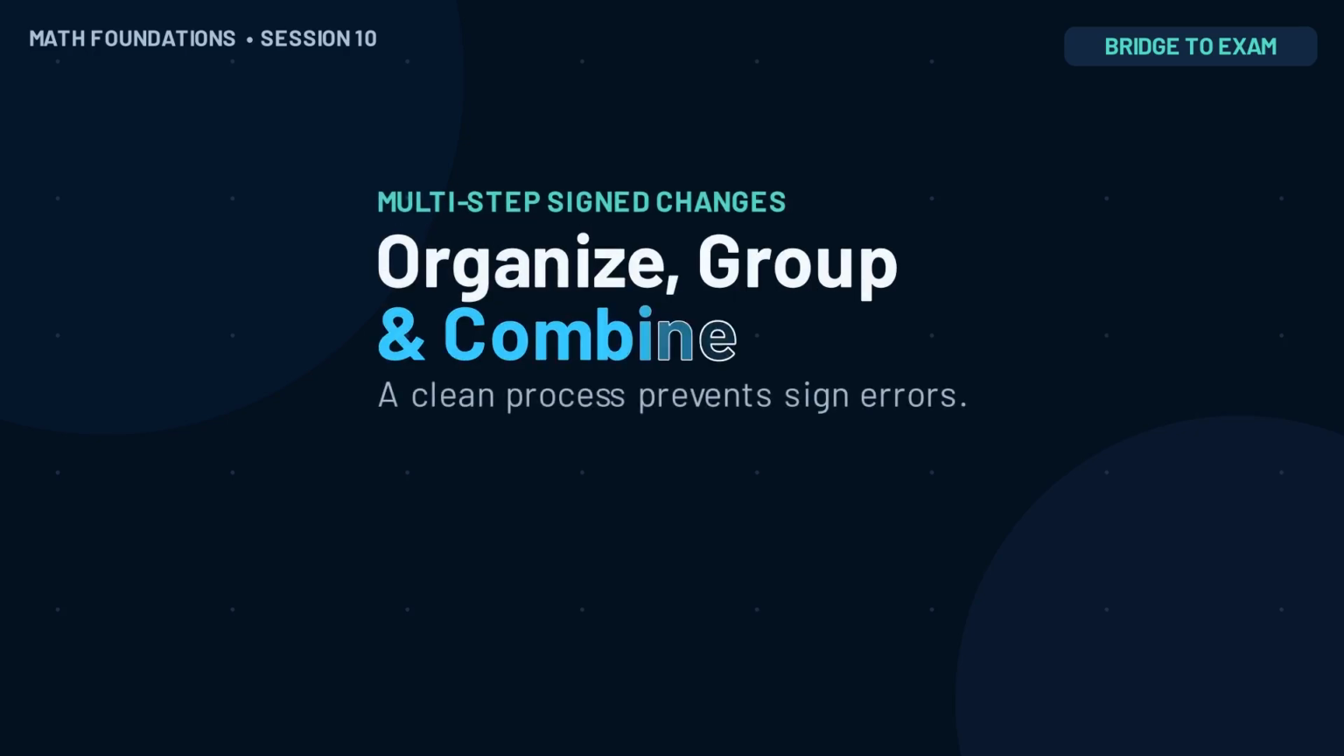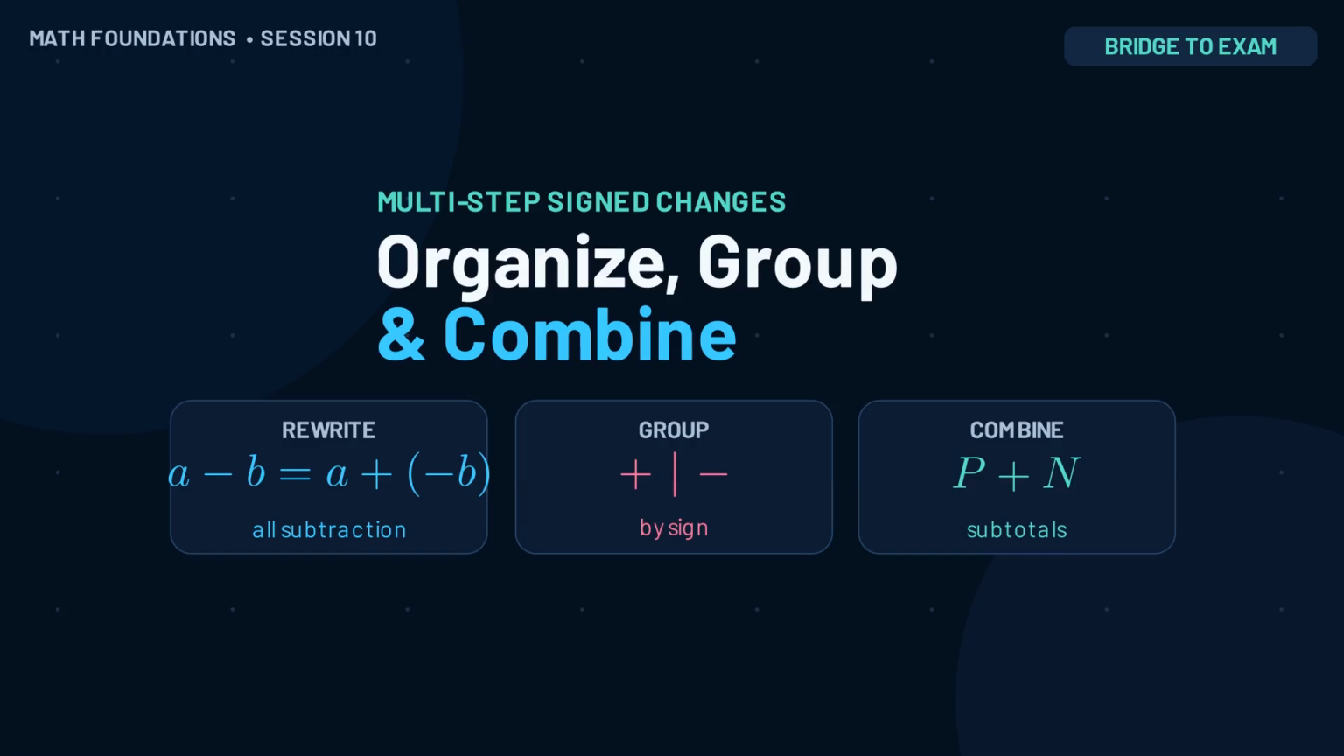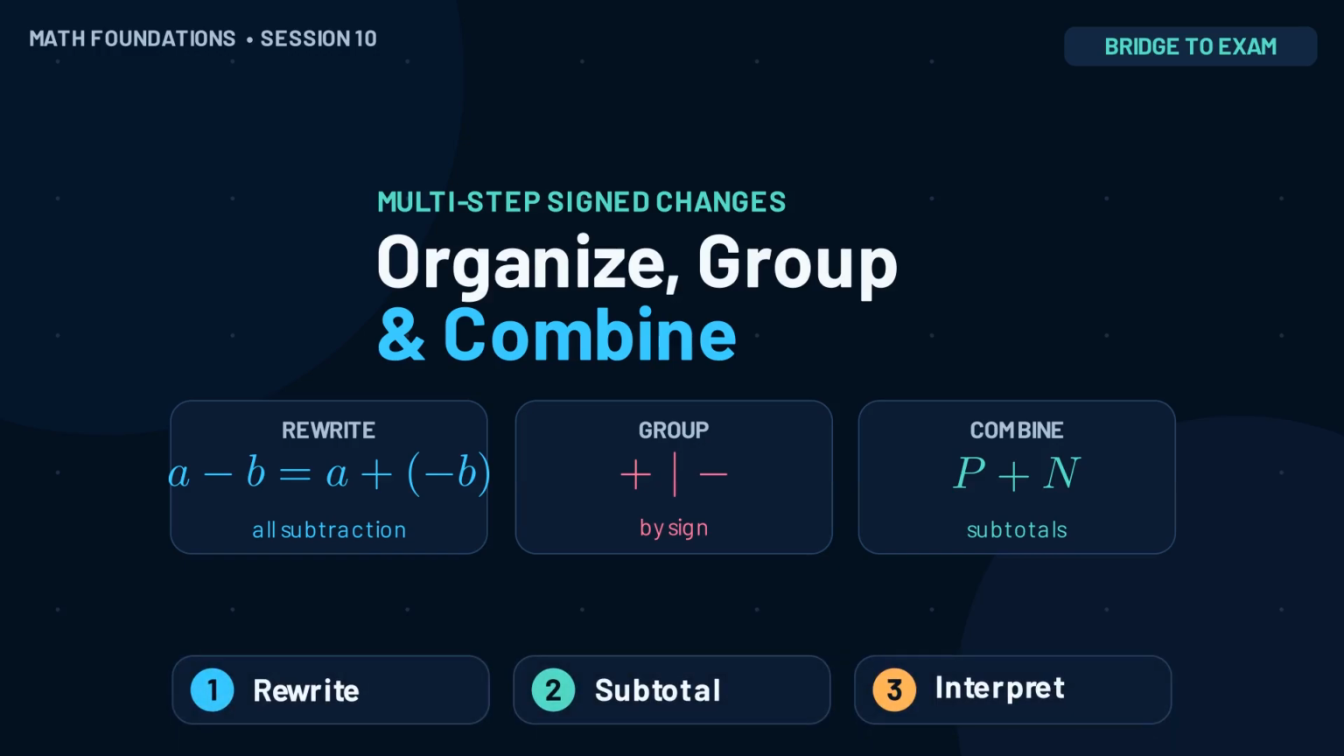Welcome to Session 10. Real situations often contain several sign changes, not just one operation. An organized method prevents sign errors. Today you will rewrite subtractions as additions, group positive and negative terms, compute separate subtotals, distinguish net change from total distance, and solve a multi-step score problem.